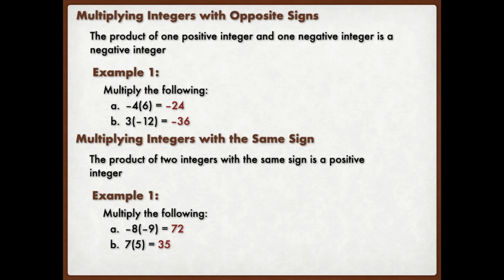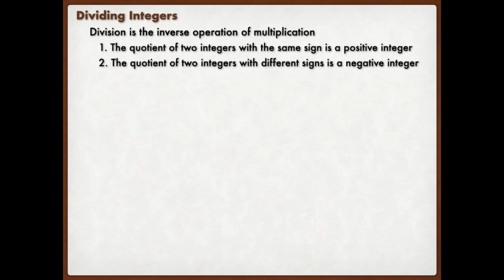Here's an example. Negative 8 times negative 9 is 72. The negatives cancel out. 7 times 5 is 35. Now when dividing integers, division is the inverse or the opposite operation of multiplication. The quotient of two integers with the same sign is a positive integer. The quotient of two integers with different signs is going to be a negative integer.